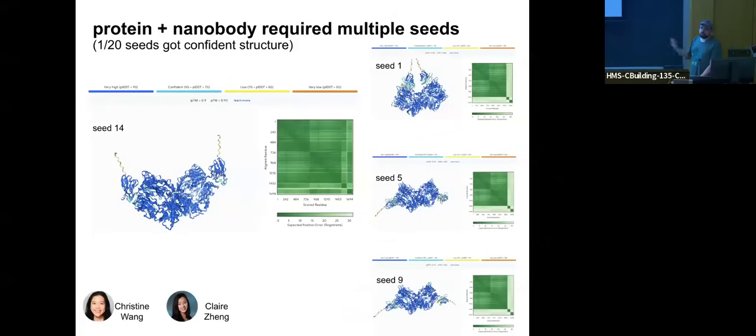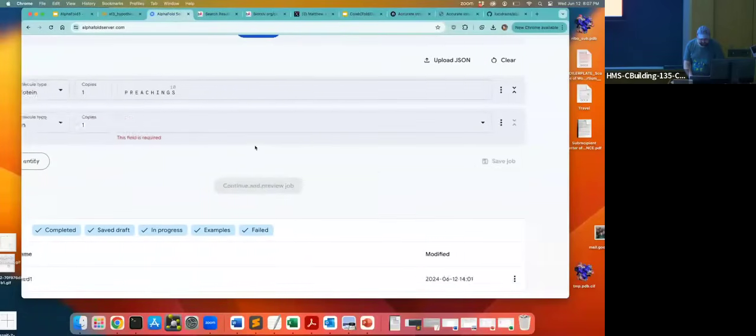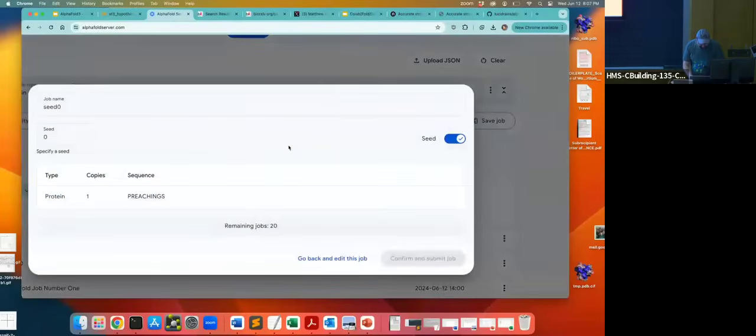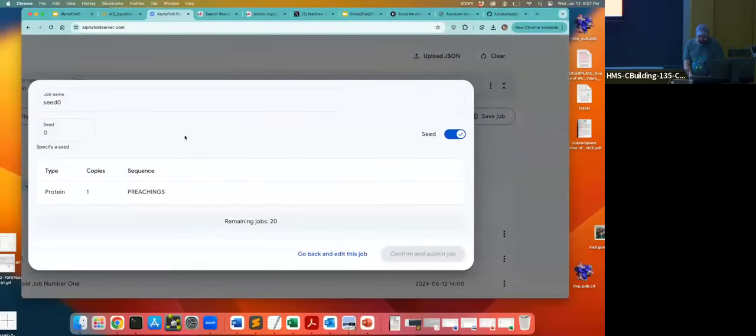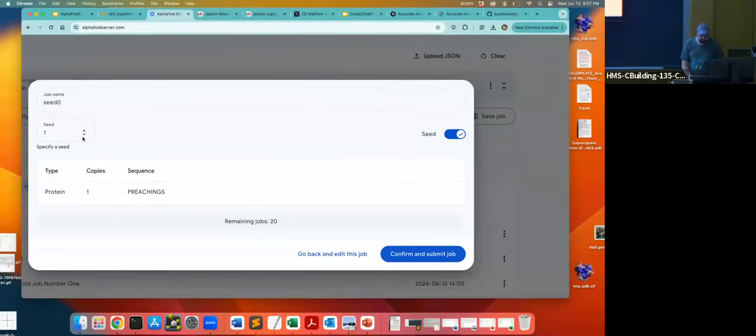One thing to keep in mind is that if you're thinking of using AlphaFold 3 as some kind of screening, it may be that it's still a valid protein and valid interaction. It's just maybe that one seed was not lucky. In fact, every time you run AlphaFold, by default it just randomly generates a seed number. But if you click on seed, you can specify the seed by hand.